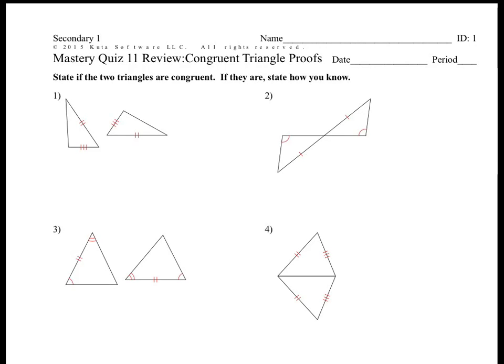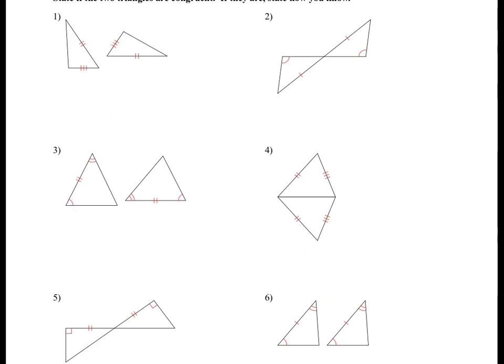Alright, it's time for the solutions for the Mastery Quiz 11 review. So in this first section, you're just saying whether two triangles are congruent and how you know, which is basically listing one of your four congruency things. So on one, if you look at your two triangles, you have side, side, and then side, side. That's not enough. You need three things at least. So that one's a big no.